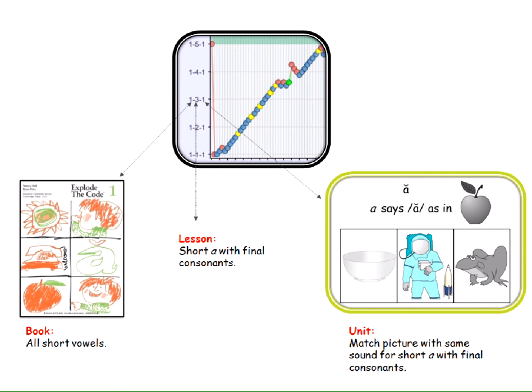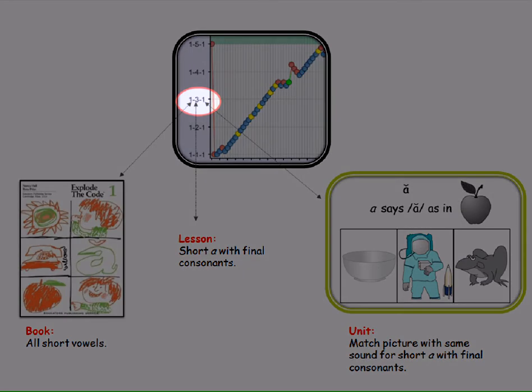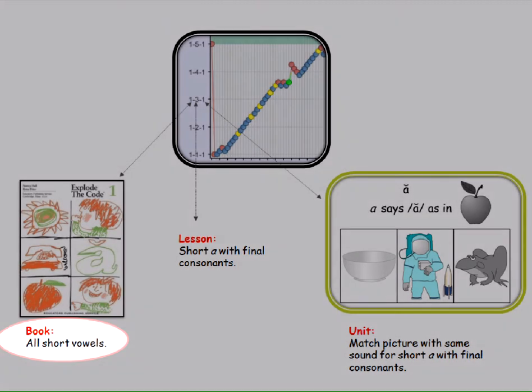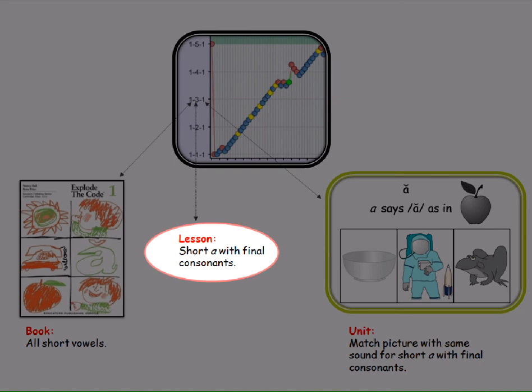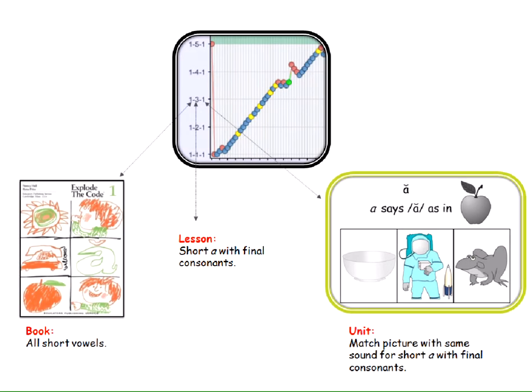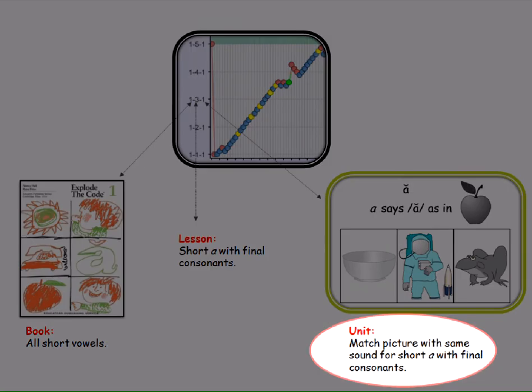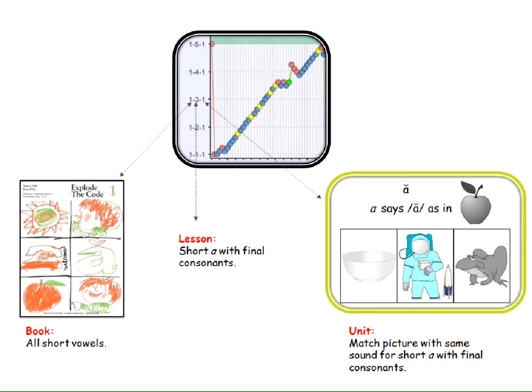There are various activity types and they have different levels of difficulty depending on what the student is asked to do. For example, a unit would be displayed as 131 to stand for Book 1, covering short vowel sounds, Lesson 3, covering the short A with final consonants, and Unit 1, the type of activity covering the particular phonics concept. Units typically consist of 7 questions, and each unit presents 1 question at a time on the computer screen.